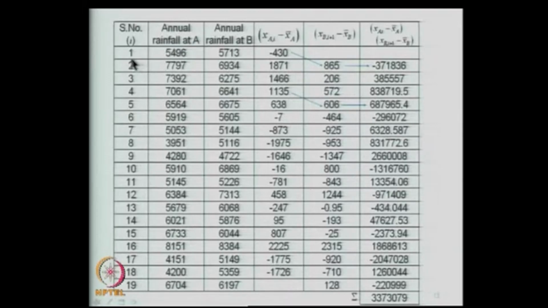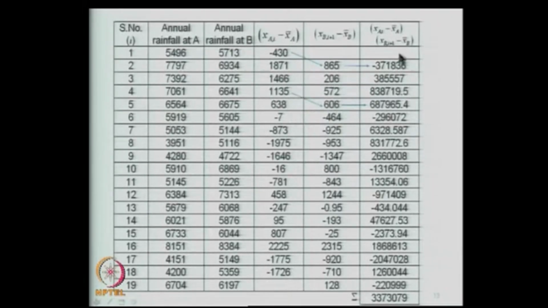Because we are talking about lag 1, we will take the second data for this. This is x A I minus x bar. So, this is corresponding to this value, that is 5496 minus the mean of that is this. Then 6934, the second value we take for site B, because when I is equal to 1 I am talking about the second value here, and that is what leads to 865. Then x A I minus x bar A, this is what I have to multiply, x A I minus x bar A into x B I plus 1 minus x bar B. So, from this I multiply to this and then get this particular value. Similarly, this multiplied by this I get this value.